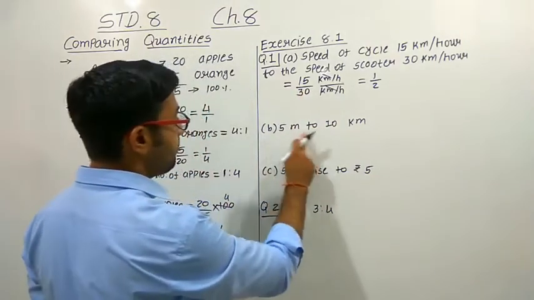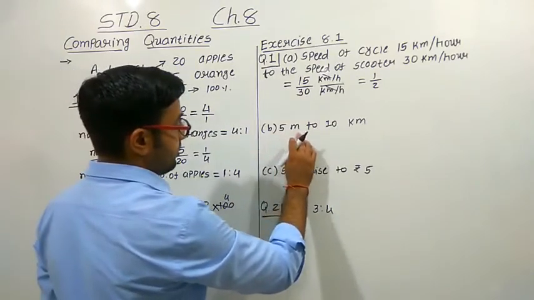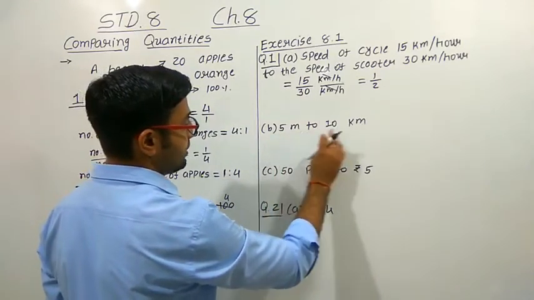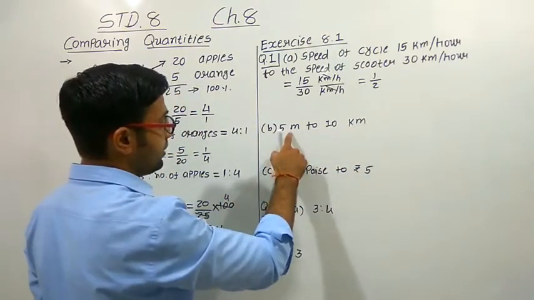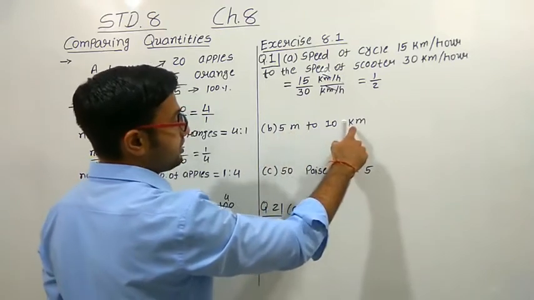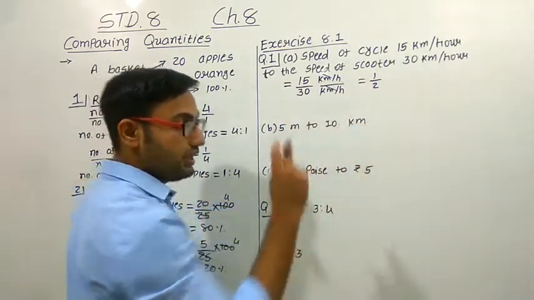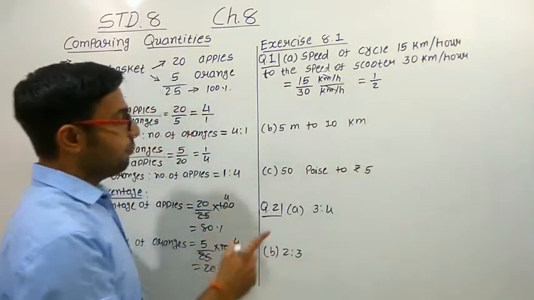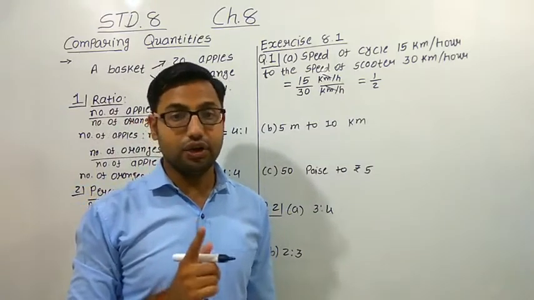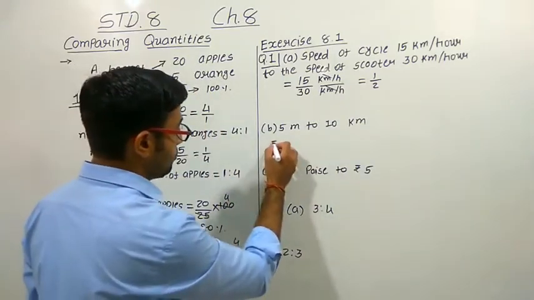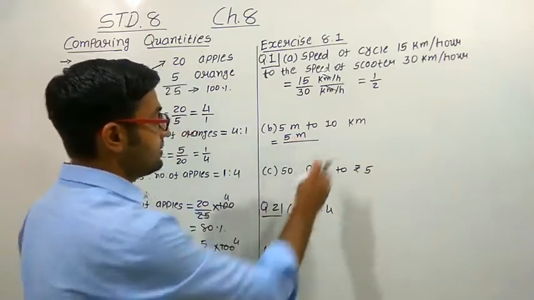Second is 5 meter to 10 kilometer. See here, 5 meter. Here the unit is meter, but here the unit is kilometer. So either we have to convert this into kilometer or this unit into meter. So we will convert this 10 kilometer into meter. Whenever we compare two quantities with a ratio, the units must be equal. Then only we can compare. So here this is 5 meter and this is 10 kilometer.